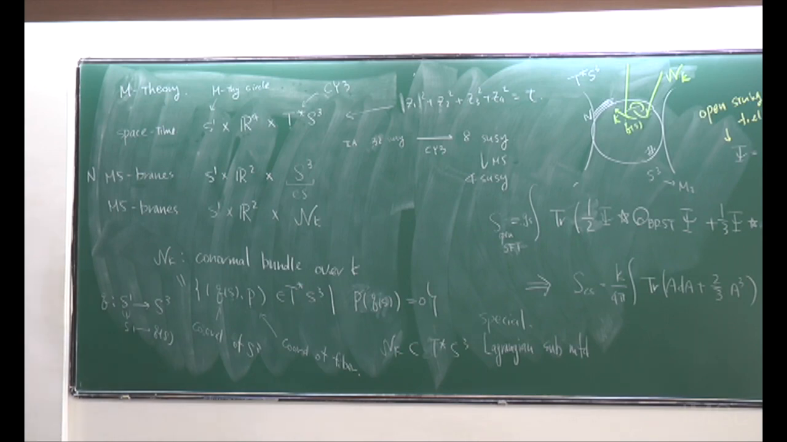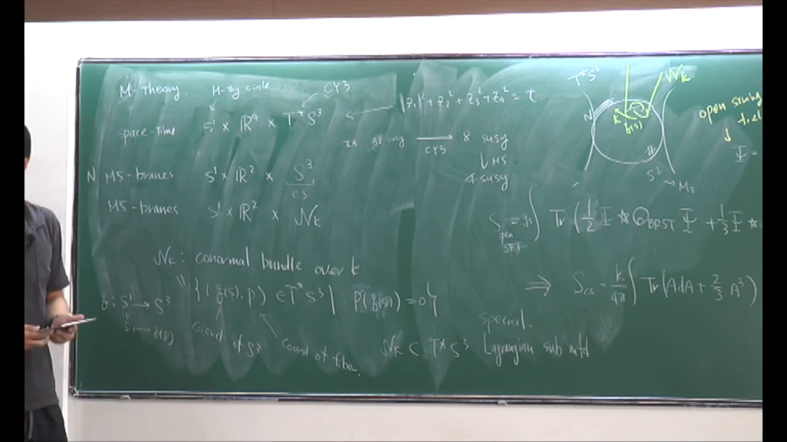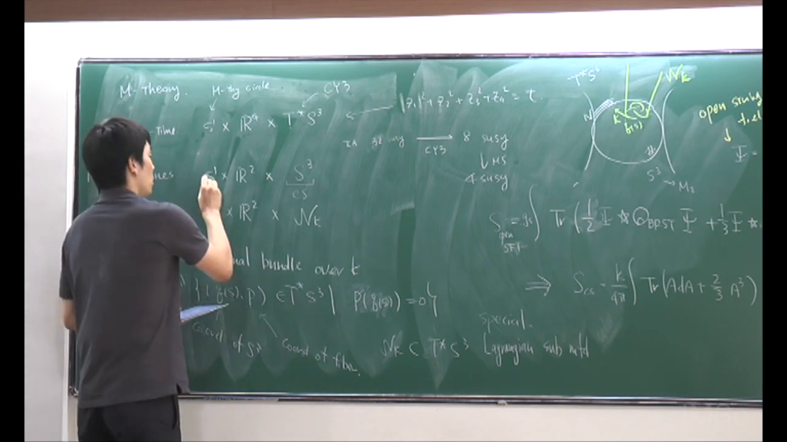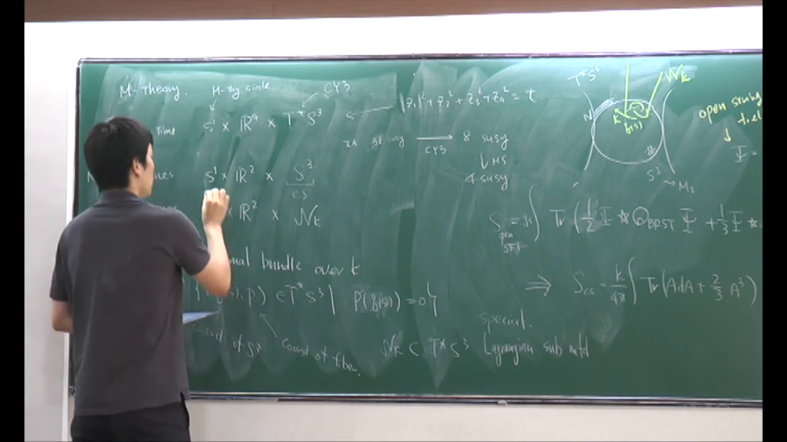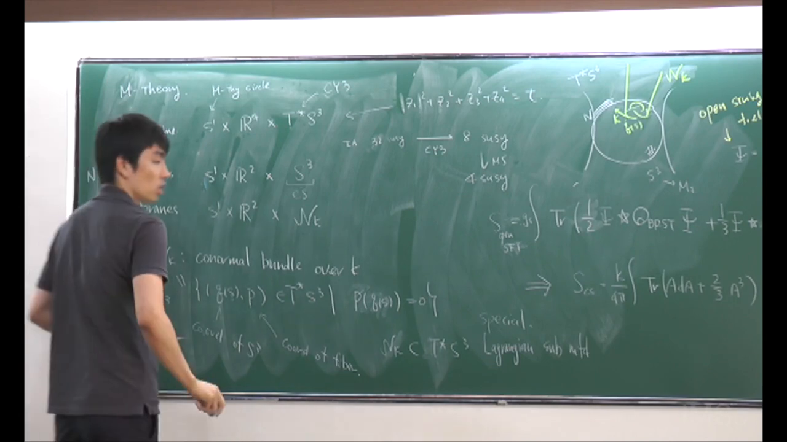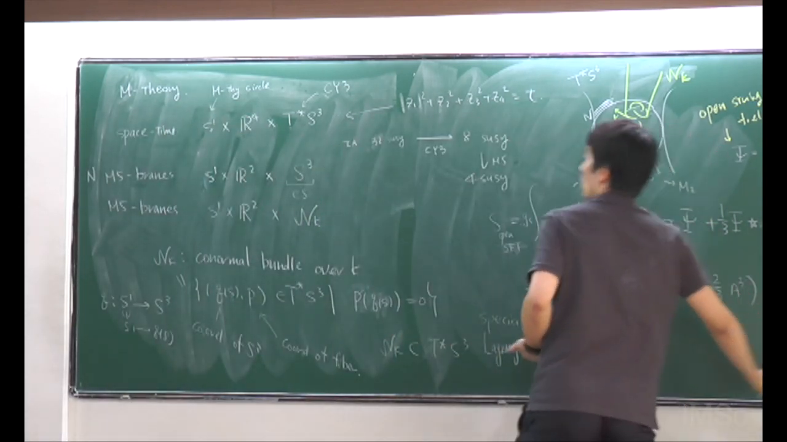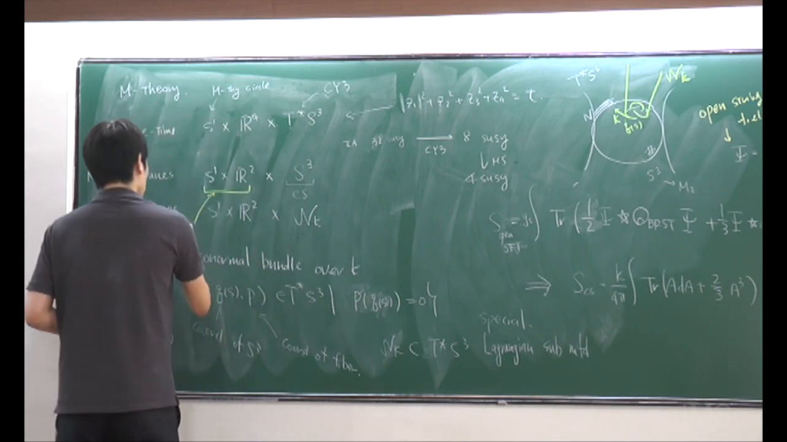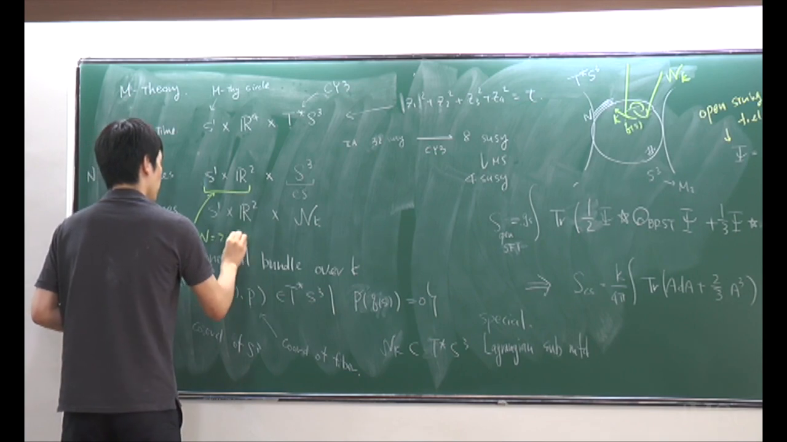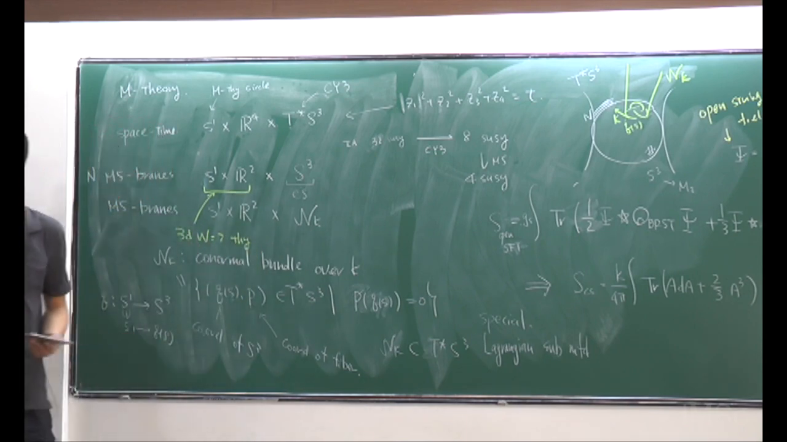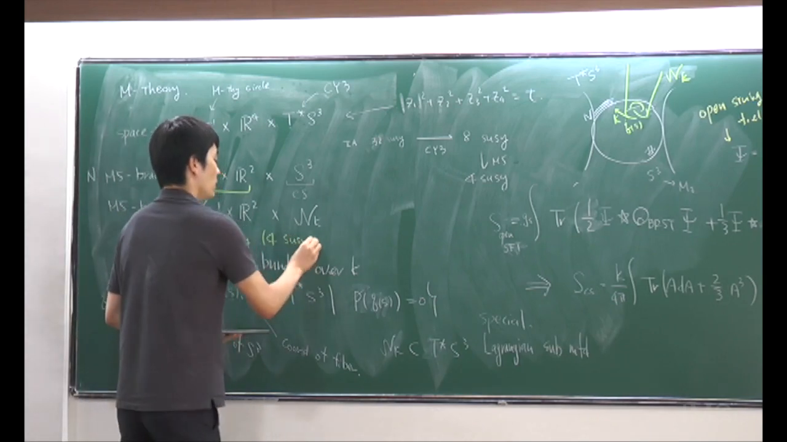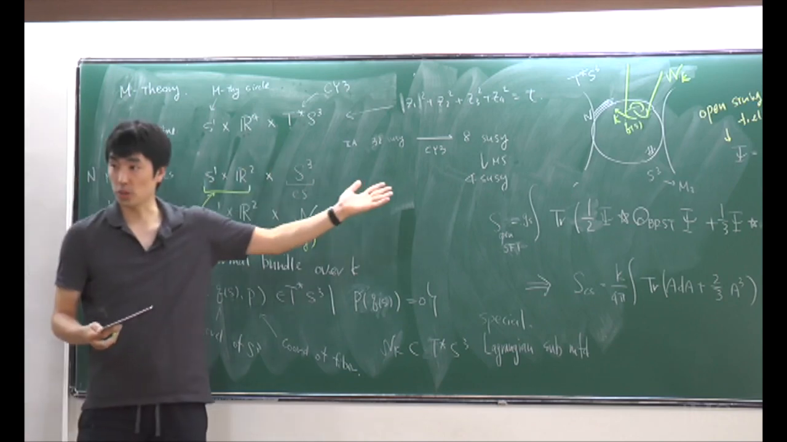And later, I will explain to you the 3D correspondence. And this brane setup appears in the 3D correspondence. So if you look at the theory living on here, you get the 3D N equal 2 theory. Okay, 3D N equal 2 theory has four supercharges, because the whole system preserves four supercharges.